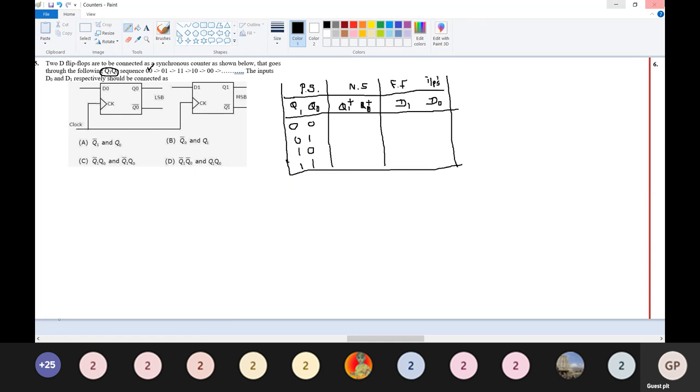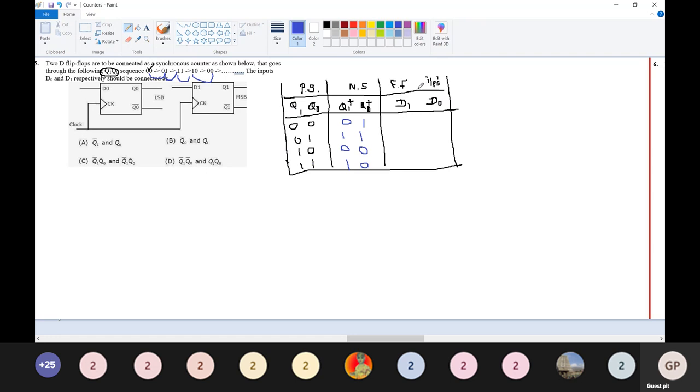Now from the sequence given in the question, we'll fill the next state. After 0, 0, what is the sequence? After 0, 0, it is 0, 1. After 0, 1, it is 1, 1. After 1, 0, it is 0, 0. After 1, 1, it is 1, 0. So from the given sequence, we have to do this.